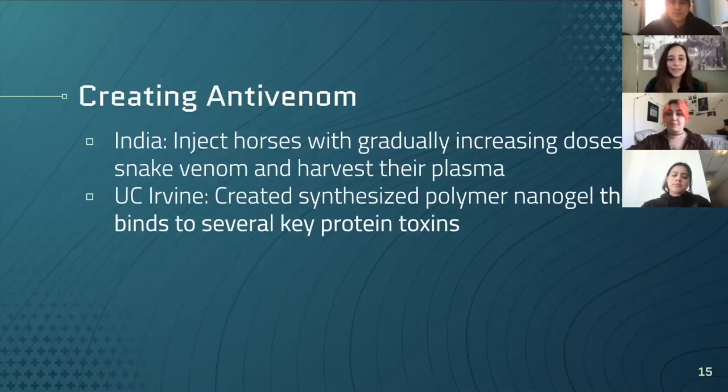And so how was this antivenom created? Well, in India, they inject horses with a gradually increasing dose of snake venom. And normally this is a mix of a lot of different snakes, and then they harvest the horse plasma to create their antivenom. This process is banned in the US, so the US had to figure out a different way to do it. Recently, UC Irvine created a synthesized polymer nanogel that binds to several key protein toxins. By binding to these protein toxins, the polymers keep them from bursting the cell membranes and causing the widespread destruction you typically see with snake bites.